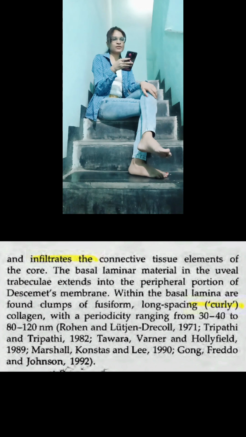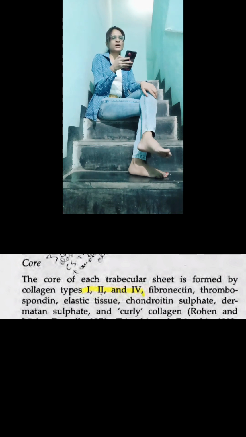Within the basal lamina are found clumps of fusiform, long spacing, curly collagen with a periodicity ranging from 30 to 40 to 80 to 120 nanometers. Core. The core of each trabecular sheet is formed by collagen types 1, 2 and 4, fibronectin, thrombospondin, elastic tissue, chondroitin sulfate, dermatan sulfate and curly collagen.